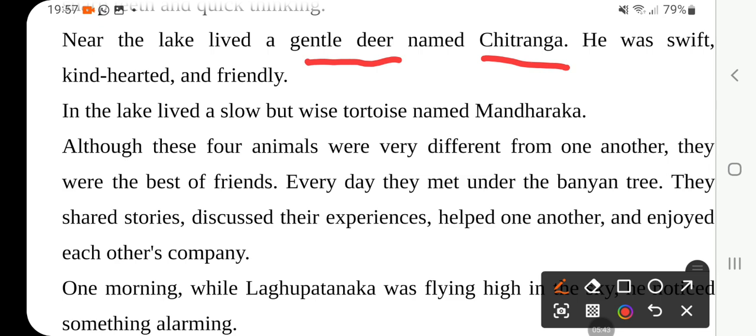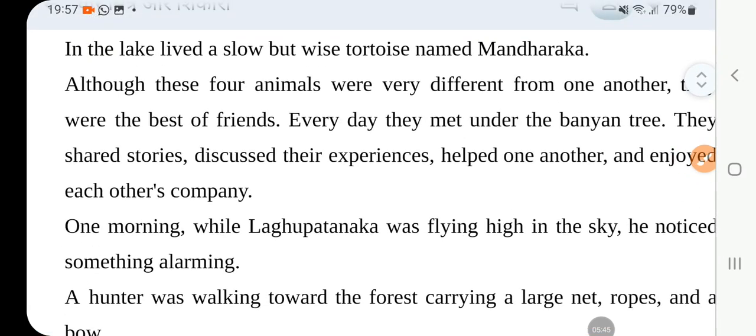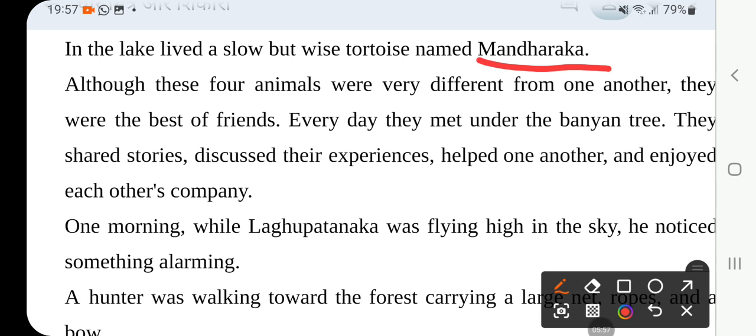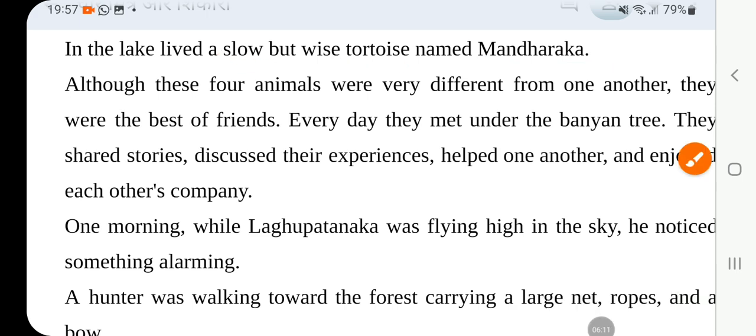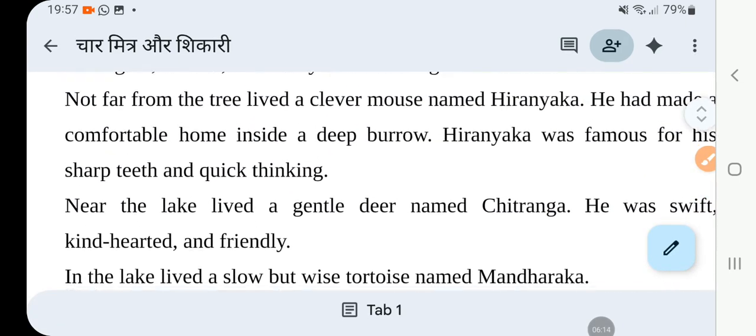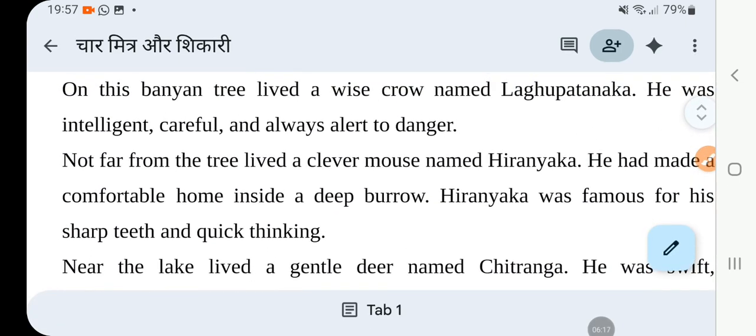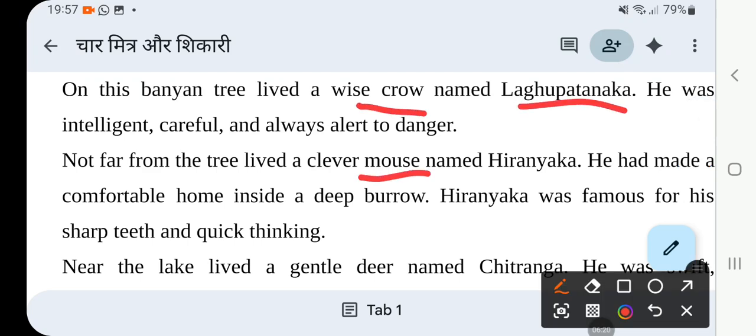The third friend. Now moving to the next character. In the lake lived a slow but wise tortoise named Mandharka. So its name is Mandharka, the tortoise. Mandharka is a slow but wise tortoise. So we have seen four characters: the crow, Laghupatnak, and the mouse, Hiranyaka.